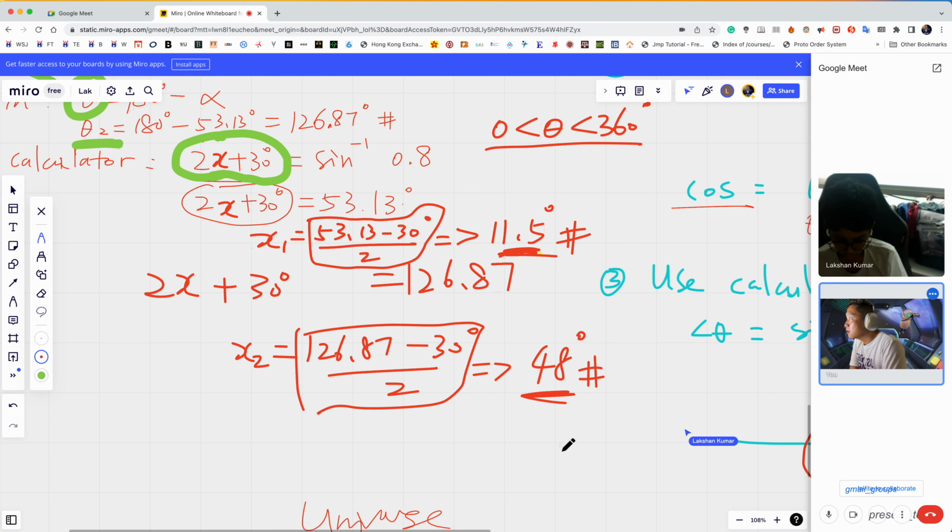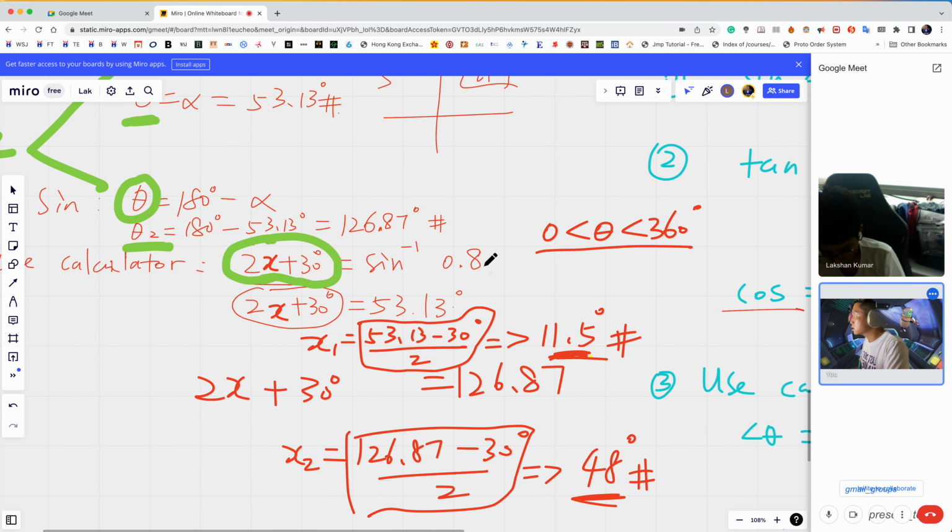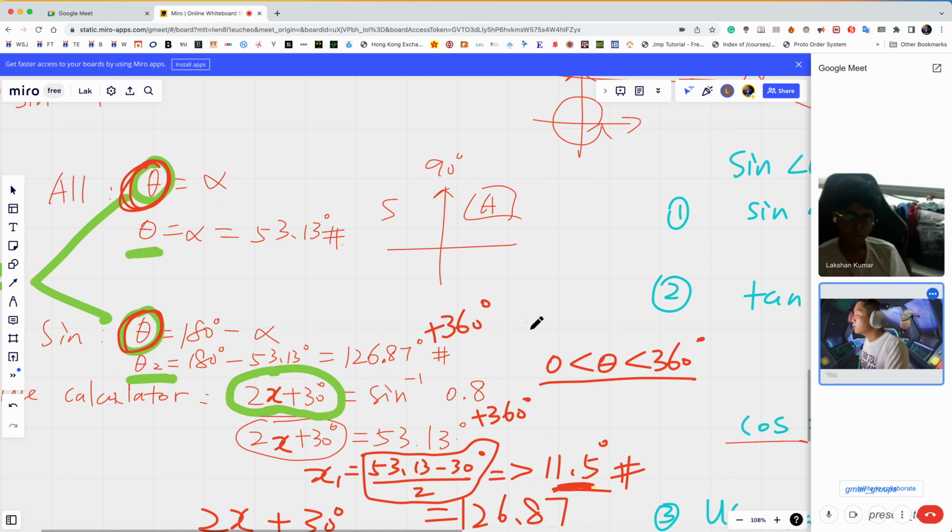In this case, you are supposed to add the 360 degrees to this, to this, and to this, and figure out the x. Remember what we said? We can add the 360 degrees to the theta. We cannot add the 360 to the x here. Okay? So in a way, like I say, it might not affect the answer, but you can't.